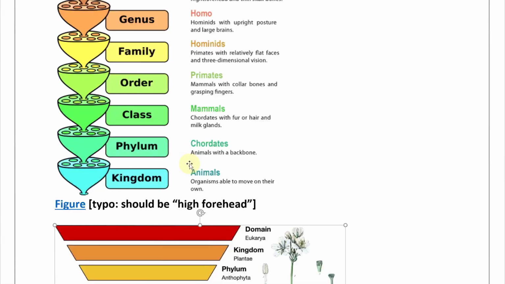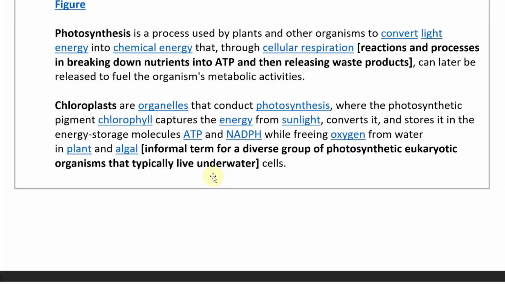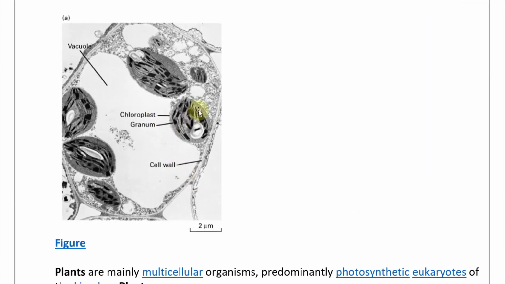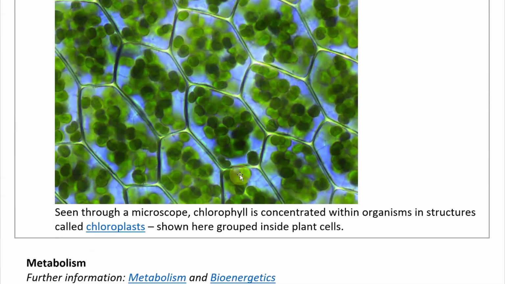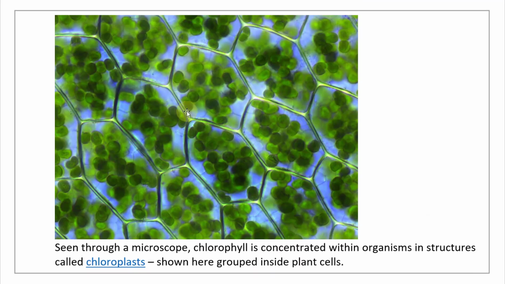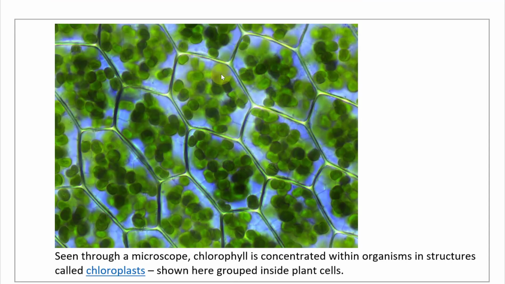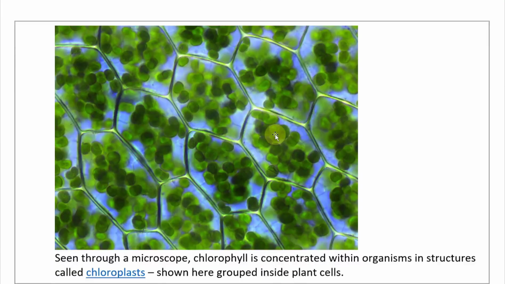Let's continue further. Those are the chloroplasts, and here are some close-up images of them. There was also one in this electron micrograph. There's the chloroplast right here next to the vacuole, and there's a cell wall. All right, continue further. Seen through a microscope, chlorophyll is concentrated within organisms in structures called chloroplasts, shown here grouped inside plant cells. Inside plant cells you have a whole bunch of these green structures, the chloroplasts, which conduct photosynthesis. Fascinating stuff here.